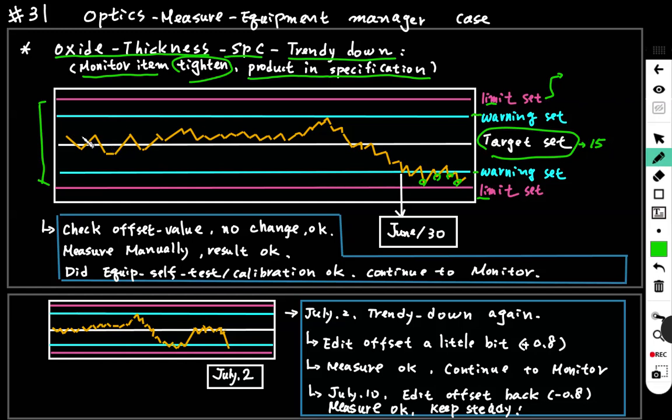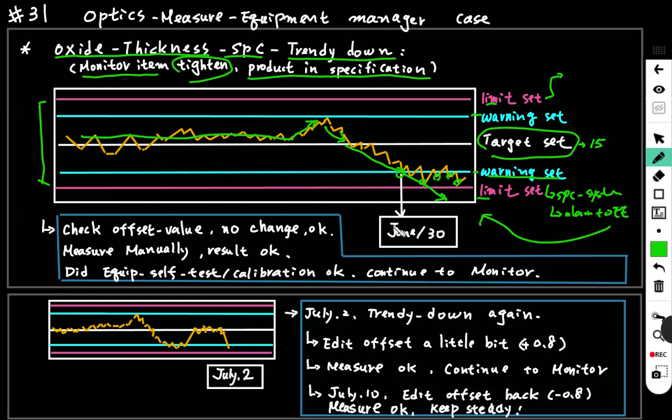You can see the chart is very normal, and here a little bit higher, but it's going to trend down, and this point trends down to the warning set. The SPC system sends the alarm to the equipment engineer. So the engineer has to check it out.